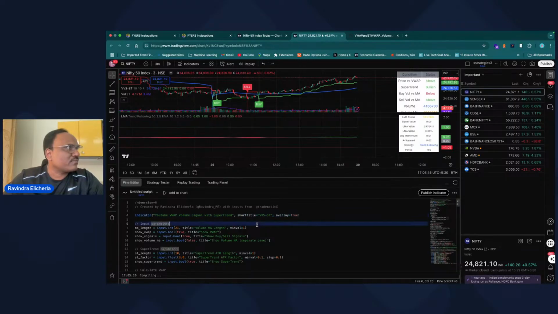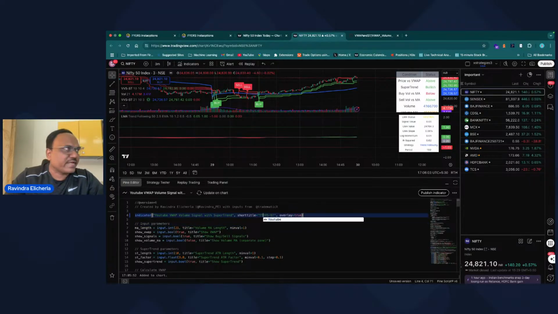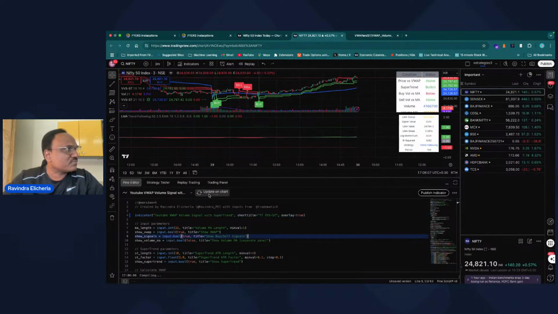If you are familiar with coding, if you are a techie, I think you will definitely understand what I'm doing. But even if you are not a techie, that's absolutely fine, you can definitely understand this. So now we have added this particular indicator. Whatever you see as the short title is what appears here. Let me change this to YT, then you will see that update on the chart. So yes, you can see YT here.